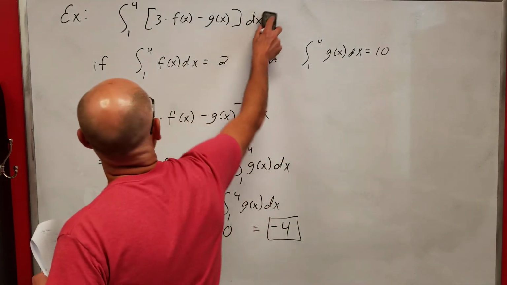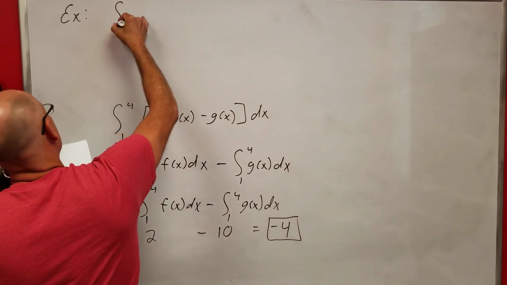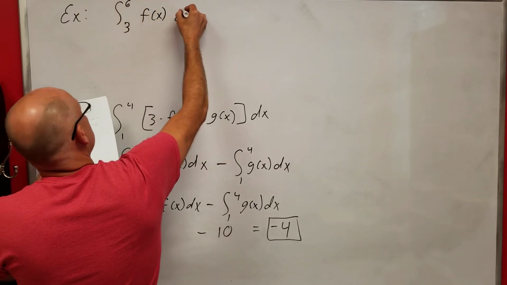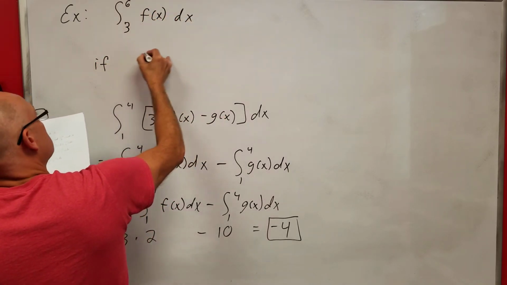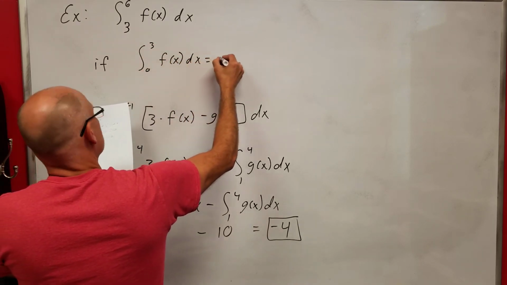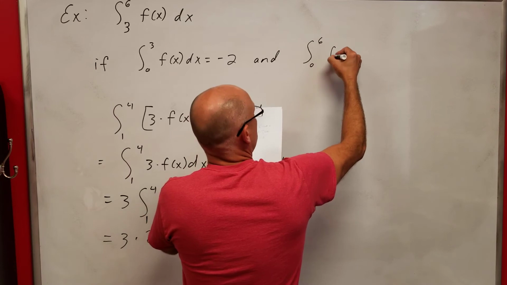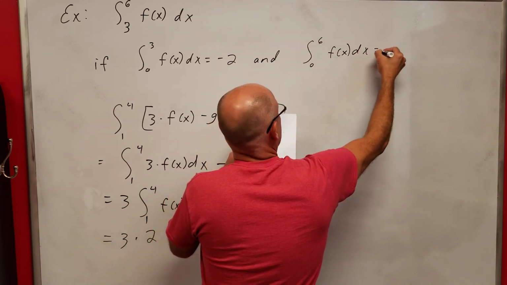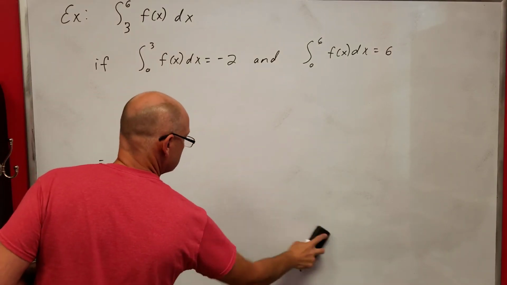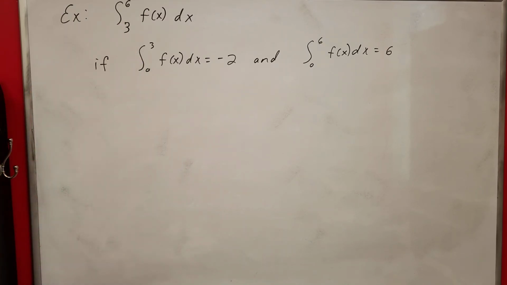The next example. Let's suppose that I have this. Find the integral from 3 to 6 of f of x dx if, now they're giving us this stuff, the integral from 0 to 3 of f of x dx is equal to negative 2, and the integral from 0 to 6 of f of x is equal to 6, okay? Let's suppose they give us that if part, okay? What do they want us to do? They want us to find the integral from 3 to 6.